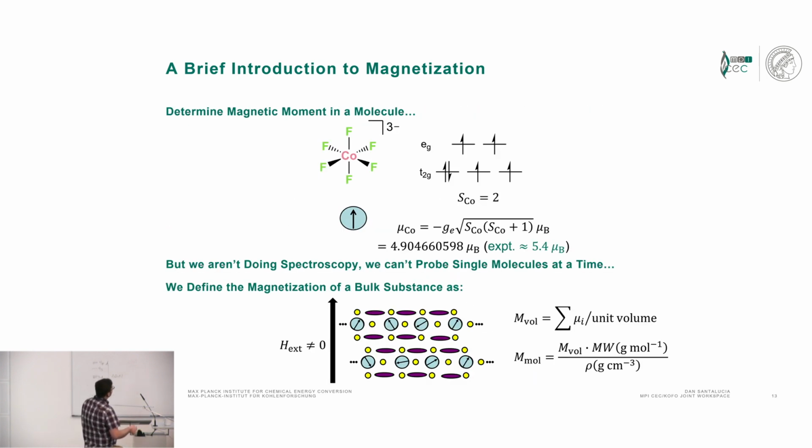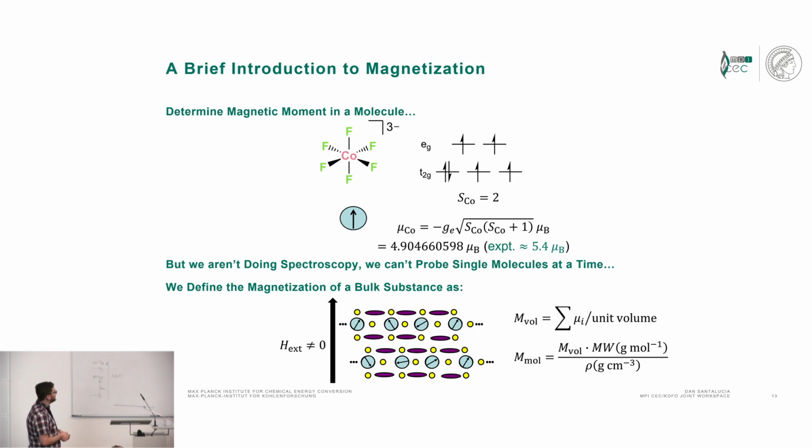Now, but here's the thing. We're not going to do a spectroscopy, and so we're not really going to be probing single molecules at a time. We're going to be probing bulk materials. So this is where it begins to make sense to define a magnetization of the bulk substance, okay?